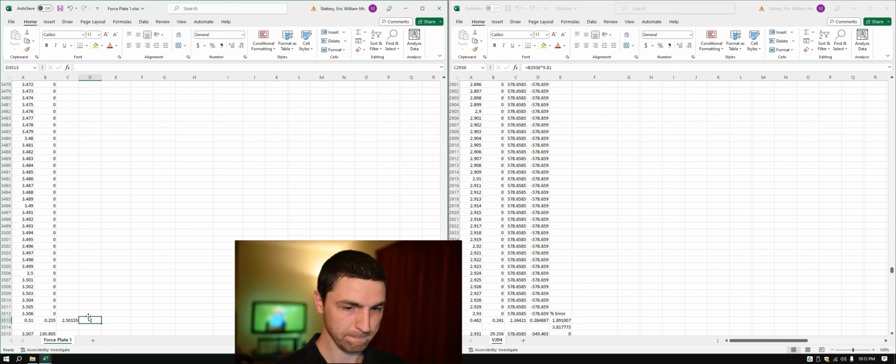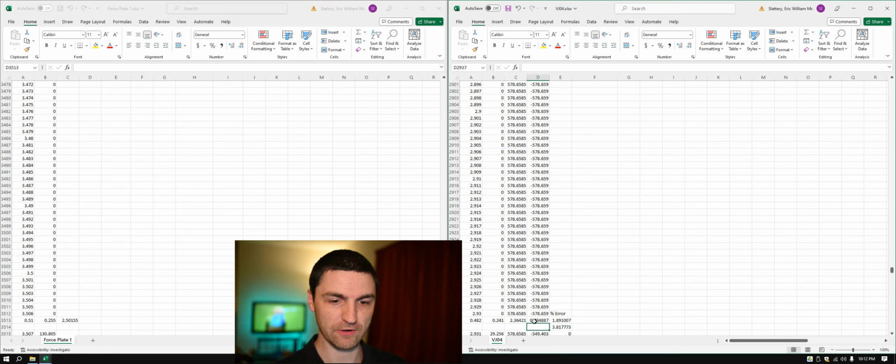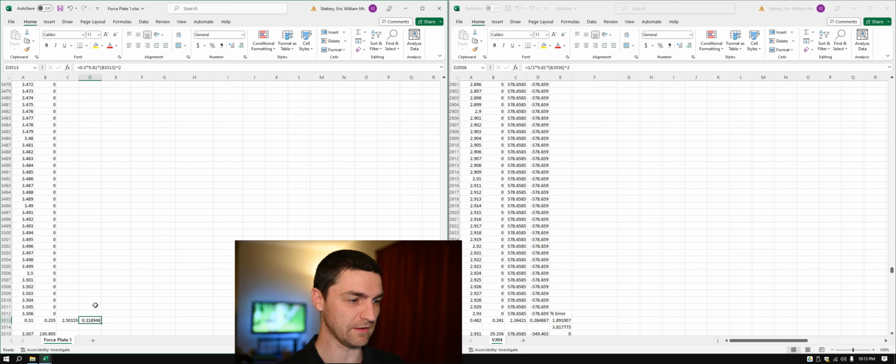Then we're going to figure out jump height. We're going to do that using 1/2 gravity times their time squared. So 0.5 times gravity, and then multiply that by time squared. So that's again meters, and that's based off of this.